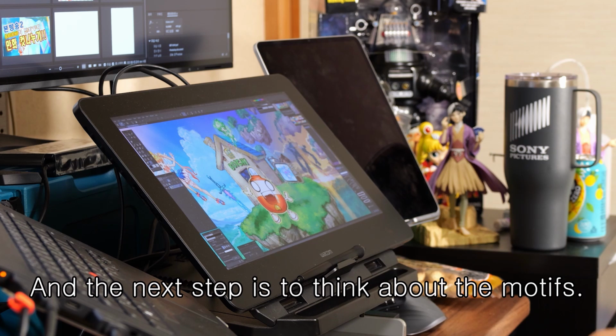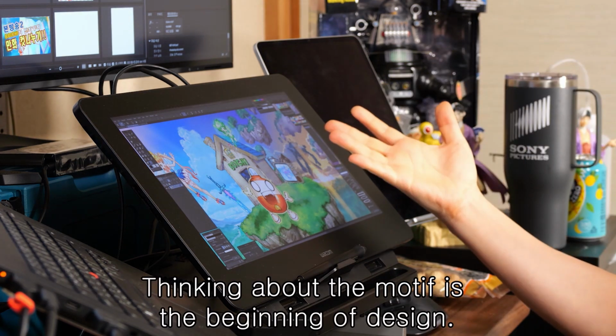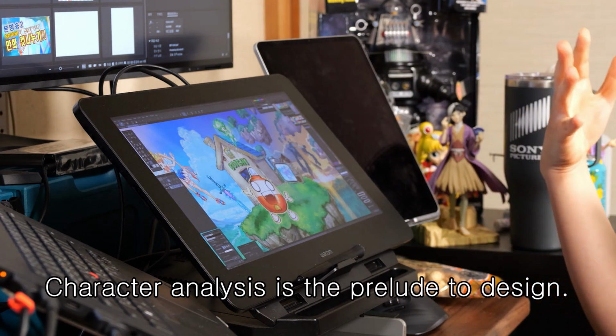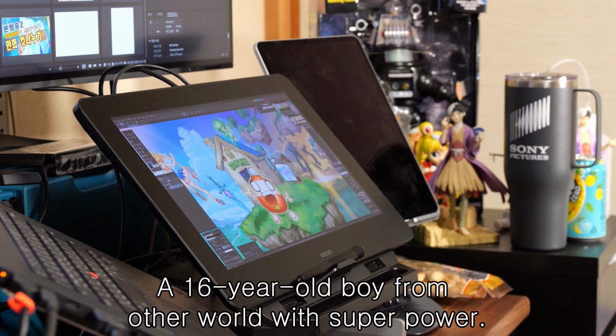And the next step is to think about the motifs. Thinking about the motif is the beginning of design. Character analysis is the prelude to design. What motif shall we consider? A 16-year-old boy with superpower.